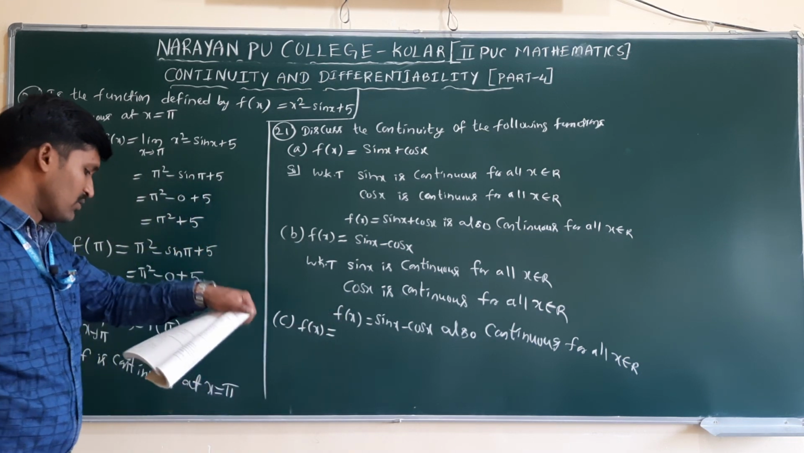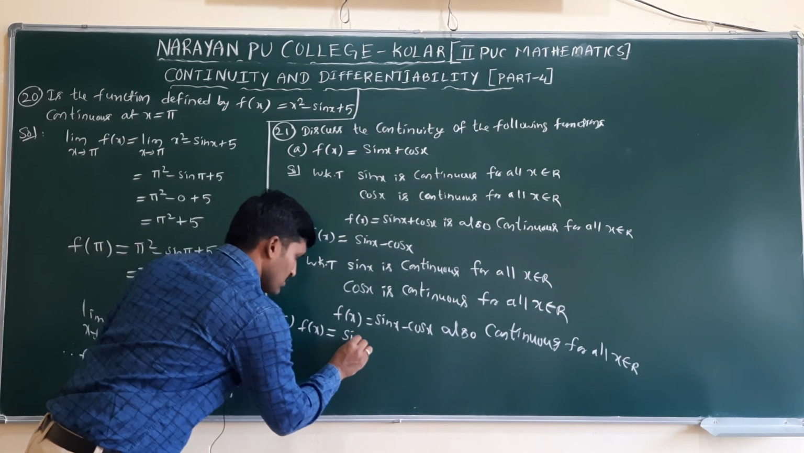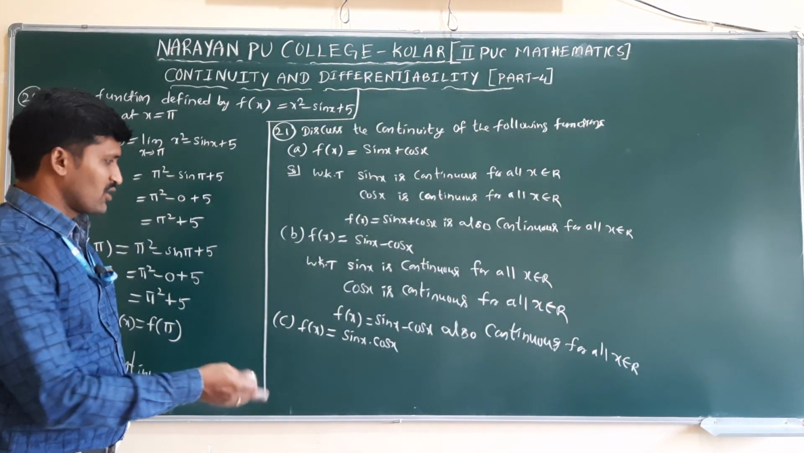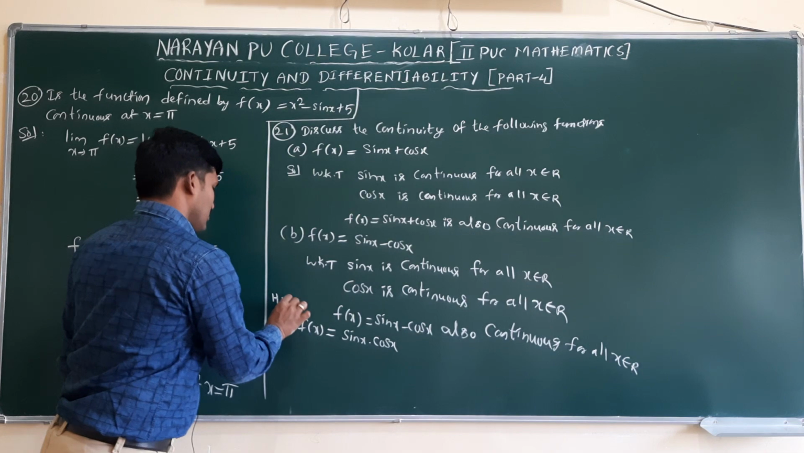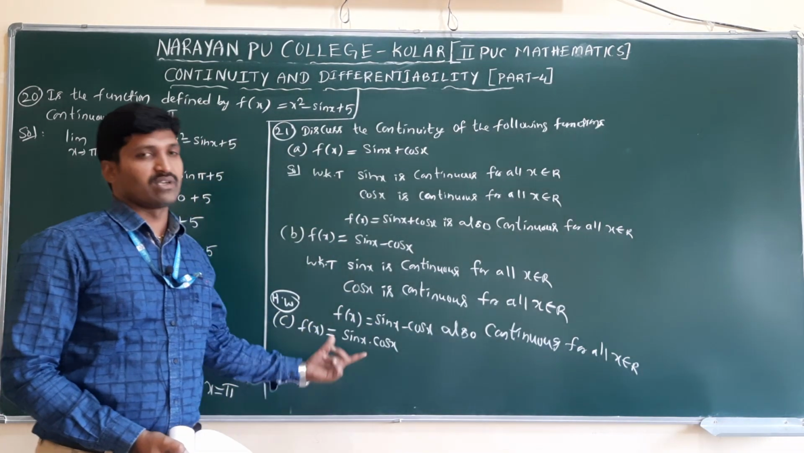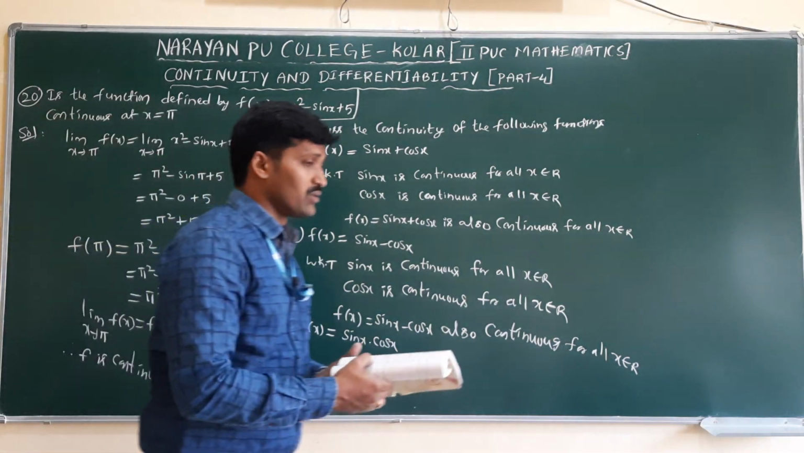Now last, C. f of x equal to sin x into cos x. Same method, sin and cos are continuous, that's why sin into cos is also continuous. This is homework. Just the same two lines. Here in the place of minus, write down into, that's all. It's an easy question, you can do it.